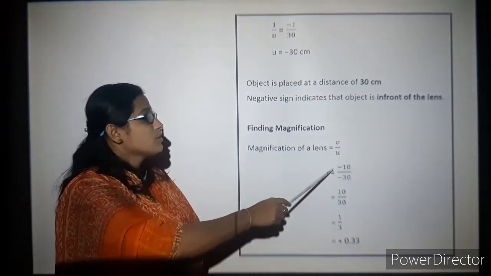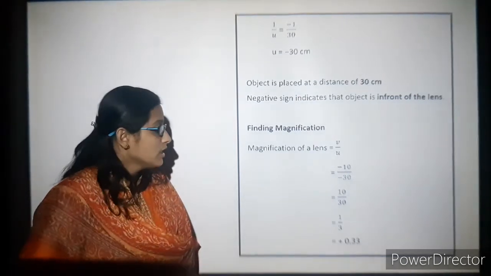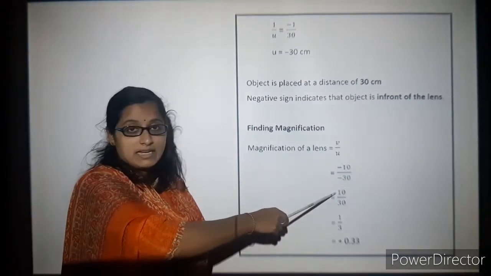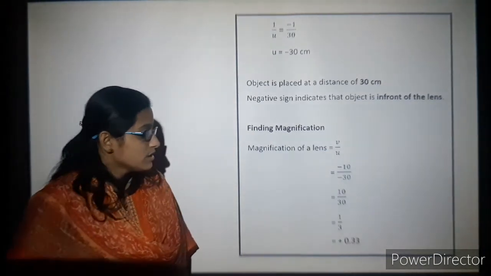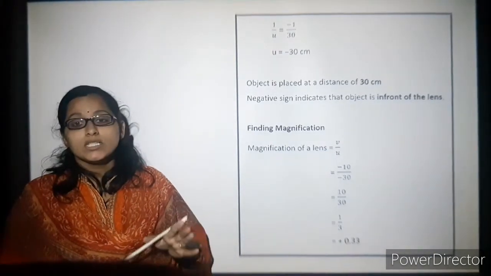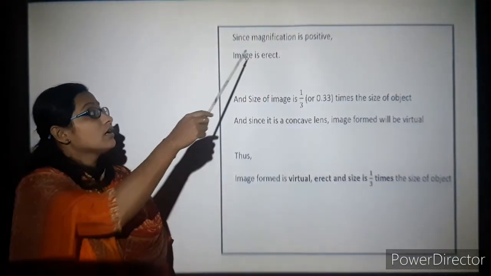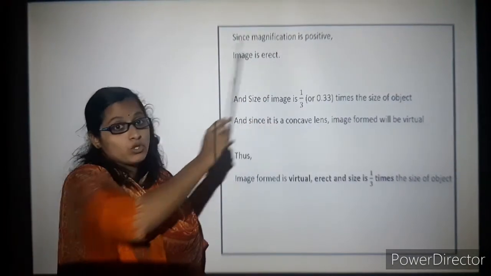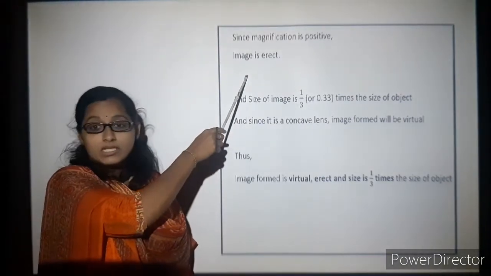So you will substitute here V and U, which are negative 10 and negative 30. So the negative signs get cancelled and you will be writing 10 by 30, it's 1 by 3. So it is positive 0.33. Since magnification is positive, your image is erect.